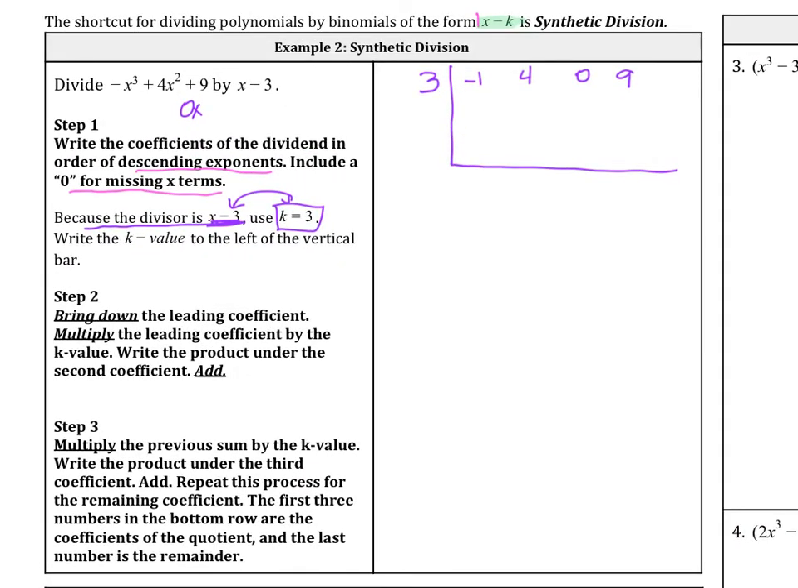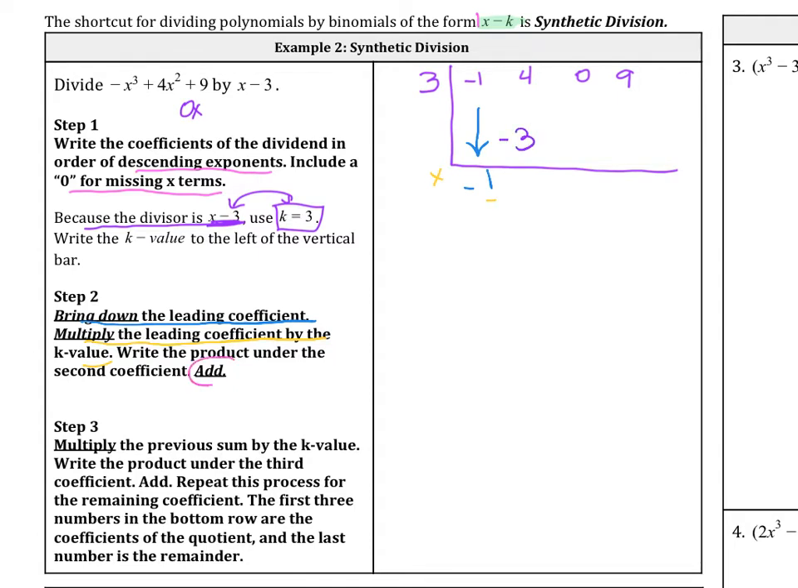Then, this is how the steps go. You always bring down the leading coefficient. That's the first thing. You don't do anything with it except that you bring it down. So that is negative 1. Then what you do next is multiply the leading coefficient by the k value. So this number here, we multiply it here. So we're always multiplying in these steps here. Then we will add. You'll see that in a second. So 3 times negative 1 is negative 3.